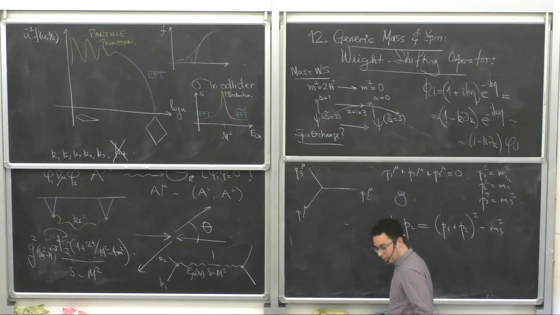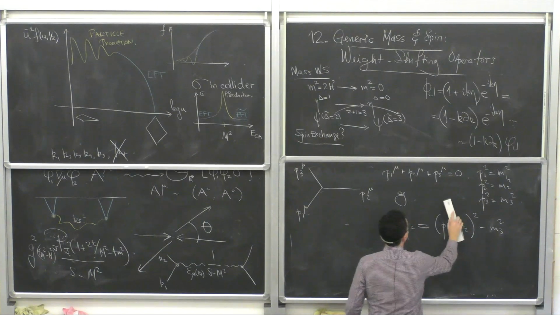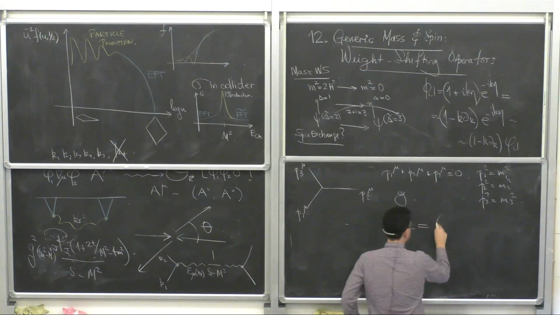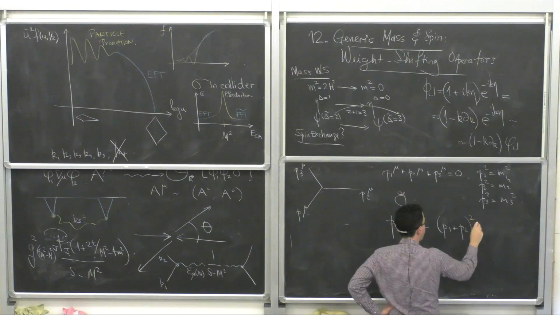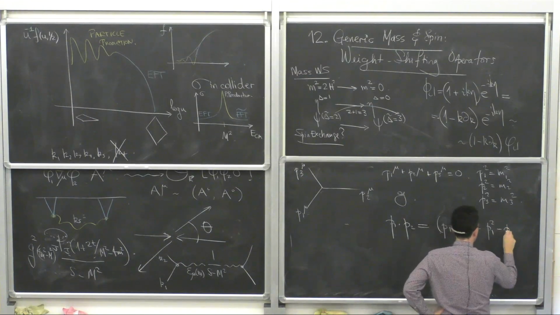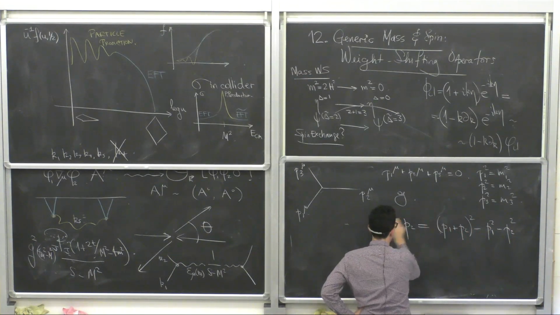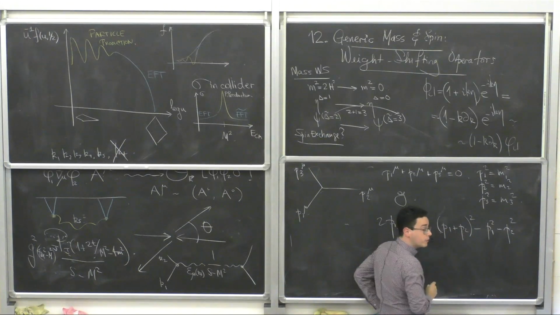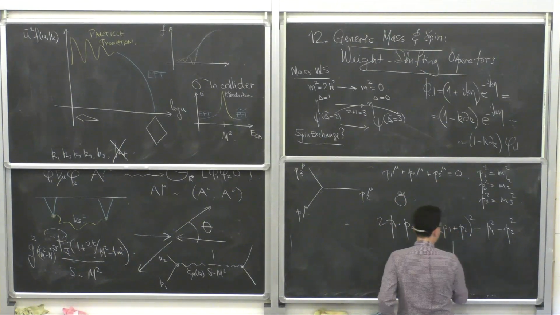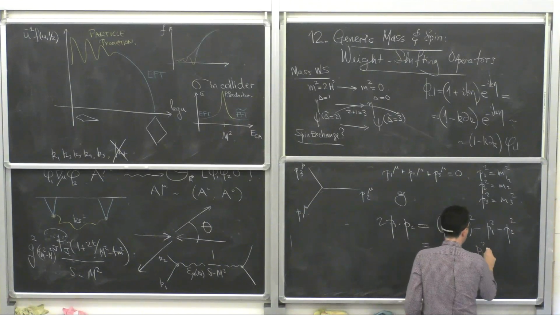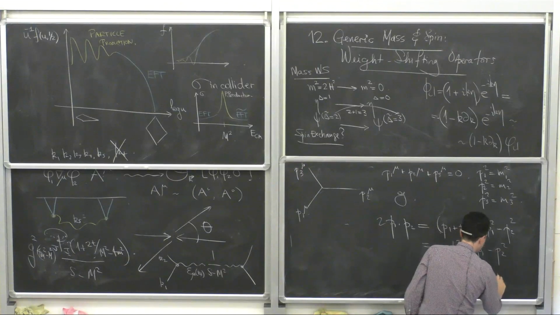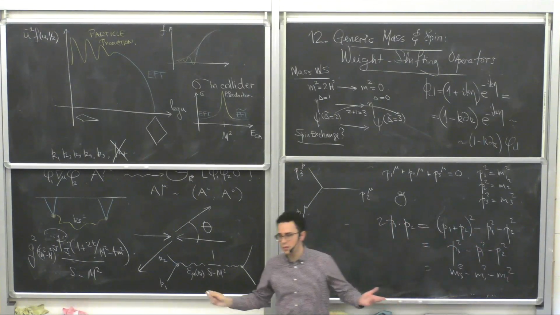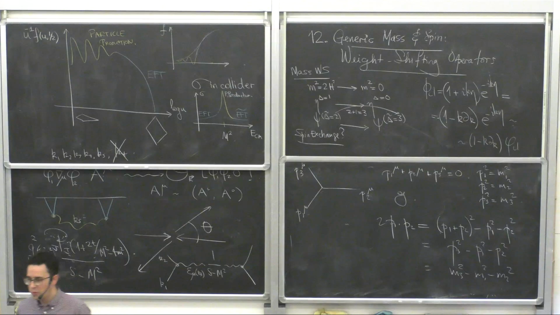Okay, let me do it slowly. No, it's not 0. So P1 dot P2 is P1 plus P2 squared minus P1 squared minus P2 squared, right? Let me put a 2 here. Then what is P1 plus P2? Minus P3, so P3 squared minus P1 squared minus P2 squared. But they're on shell. Just M3 squared. It's just a constant. Doesn't matter that it's the masses. Whatever you build, you're just going to get a constant.